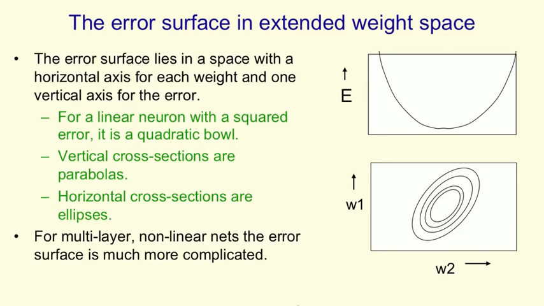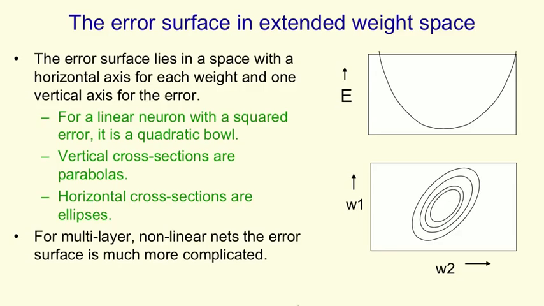one extra dimension. So we imagine a space in which all the horizontal dimensions correspond to the weights, and there's one vertical dimension that corresponds to the error. So in this space, points on the horizontal plane correspond to different settings of the weights, and the height corresponds to the error that you're making with that set of weights, summed over all training cases.